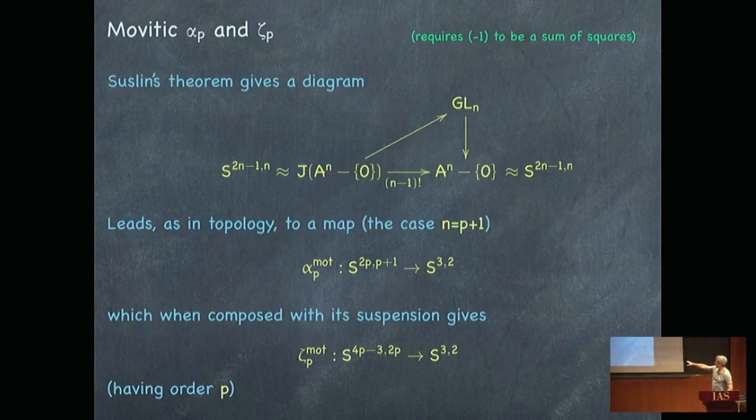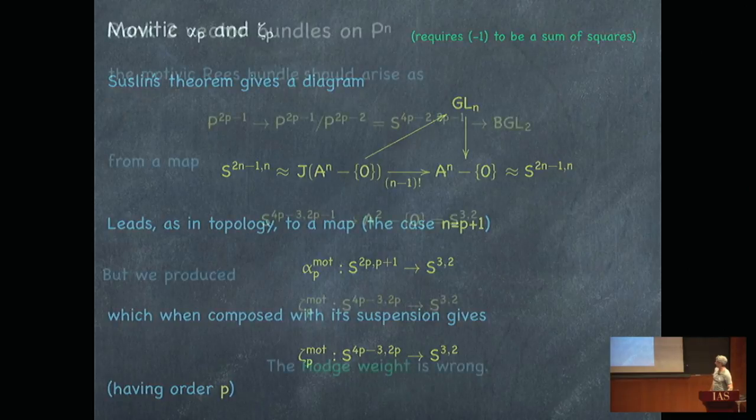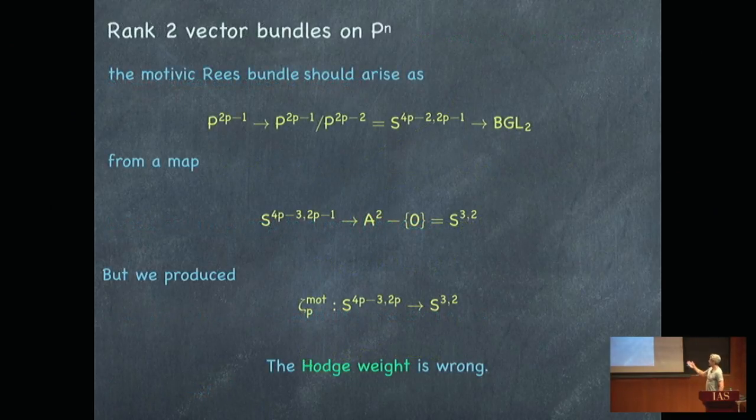What did I really need if I wanted to make this vector bundle? I needed a map from a quotient of a projective space by a lower one to a sphere and into BGL_2. And so I didn't need a map from the (4p-3)-sphere with this Hodge weight to this sphere. I needed it with that Hodge weight. And so the Hodge weight is wrong.